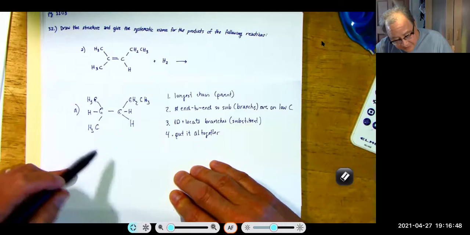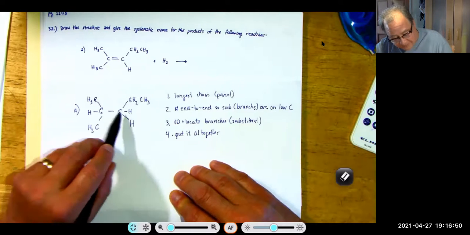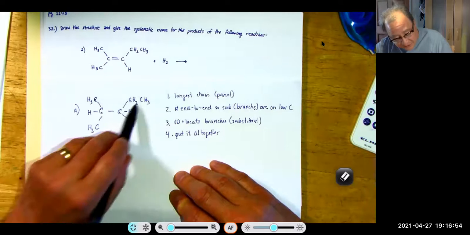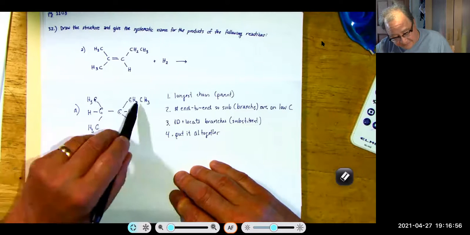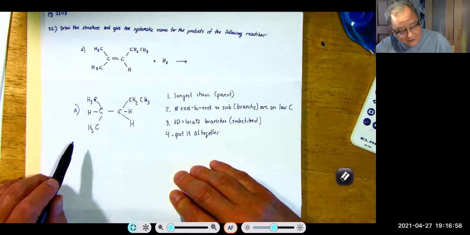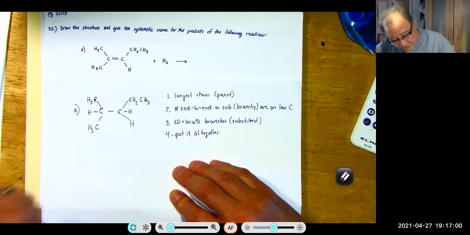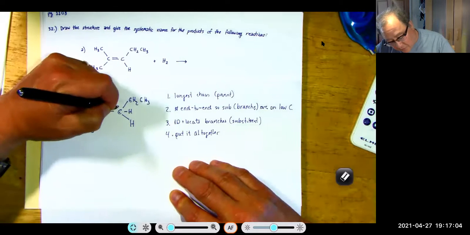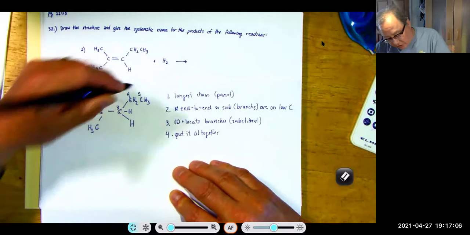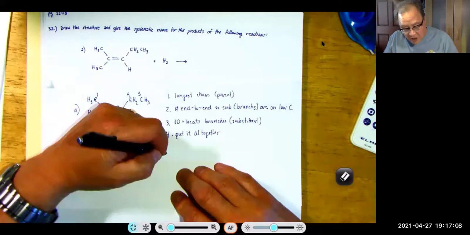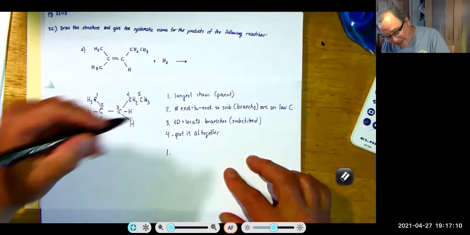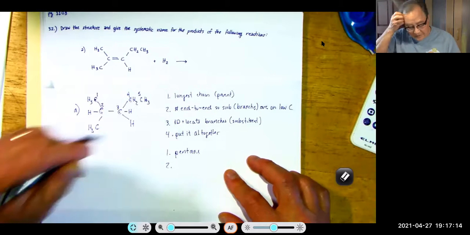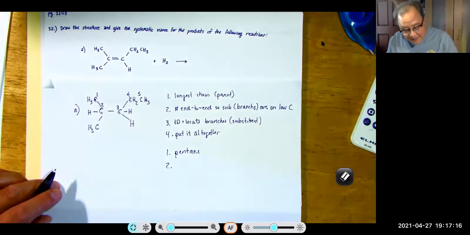Or I could start down here and go 1, 2, 3, 4, 5. So if I start at the bottom, I can get 5. If I start at the top, I can get 5. It doesn't matter where I start. 5 is 5. So I'm going to start here and go 1, 2, 3, 4, 5. So number 1, the longest chain is going to be pentane. And 2, I number end to end.